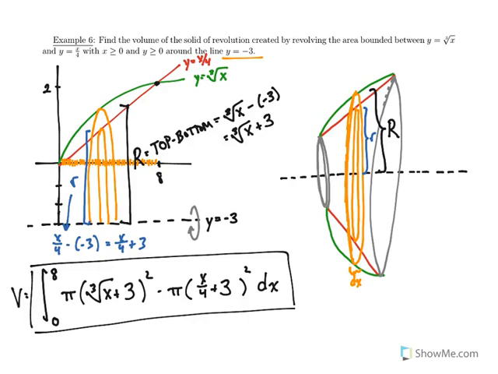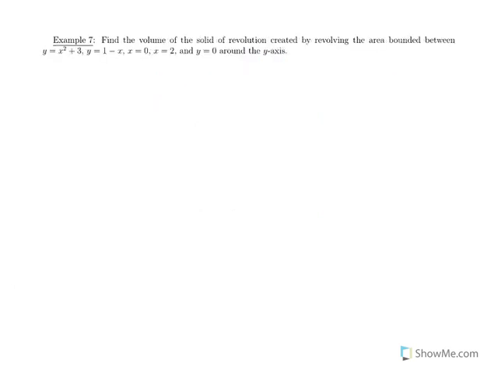All right, let's do another problem, one more. Find the volume of the solid of revolution created by revolving the area bounded between y equals x squared plus 3, y equals 1 minus x, x equals 0, x equals 2, and y equals 0 around the y-axis.